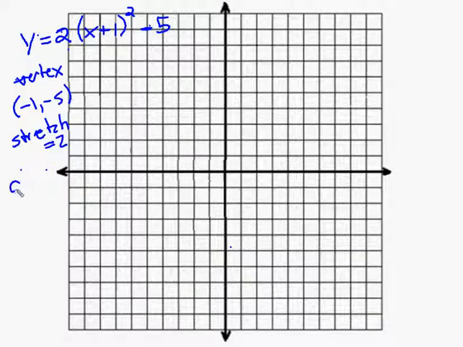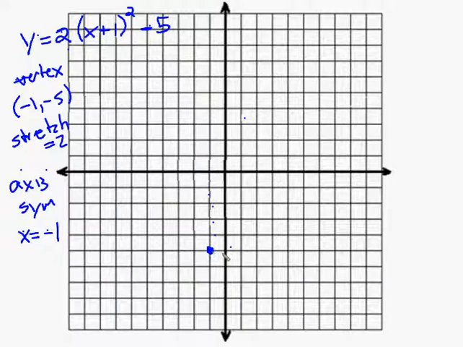And what would be my axis of symmetry? I didn't ask that for the last one, but what would it be on this one? X equals, it's always h. So what's h? Negative 1, so it's x equals negative 1, because it's that vertical line that goes through the vertex. So I'm going to draw my vertex, negative 1, negative 5. That looks like it's right here.